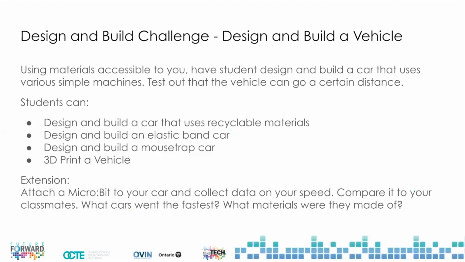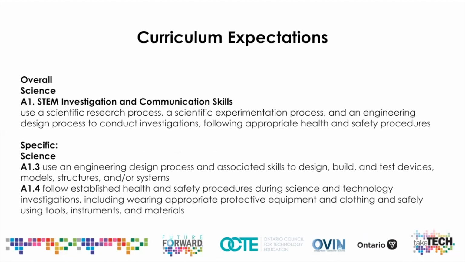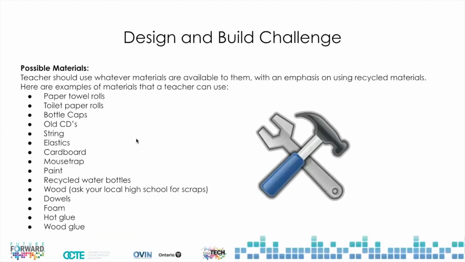So there's a variety of ways you can do this. As you can see, you can use recyclable materials, elastic band car, a mousetrap car, 3D printed vehicle. There's also an extension available if you have coding at your school and with microbits. We have the curriculum expectations. A big focus on this lesson is using recyclable materials. This is a list of possible materials, but you're welcome to use whatever you have accessible to you and your students.